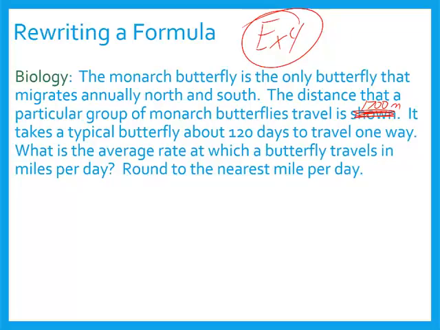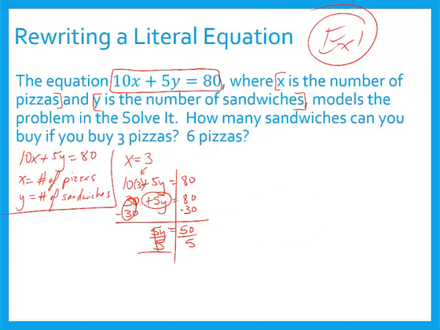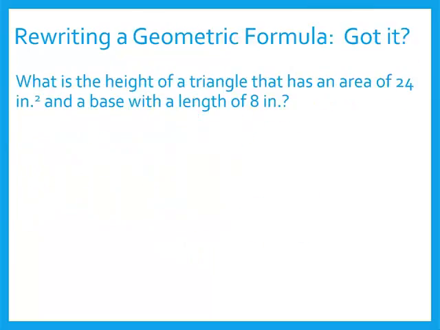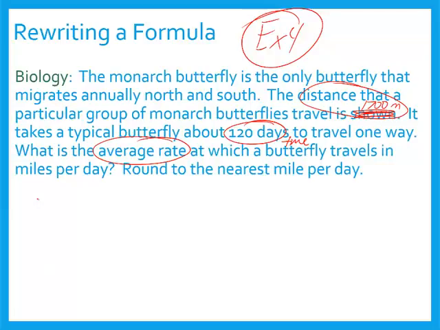So here we go. Keywords, guys. Distance, 1,700 miles. We have 120 days, so that'll be time. And we're trying to find the average rate. So we need to find an equation with distance, rate, and time. Let's go back to our chart. And down here, we have distance, rate, and time. So we need the distance traveled formula. D equals RT. So write that down. D equals RT.